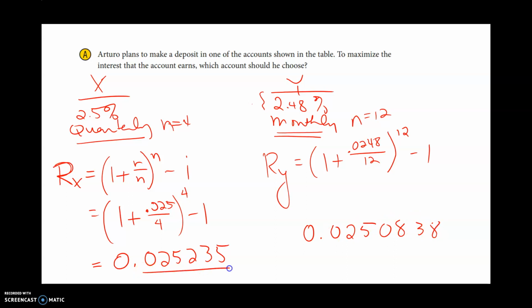So notice, this account X is better. It gives us 0.0252, where this one is 0.0250. Here's the difference, isn't it? So account X gives us a better effective interest rate. This is the kind of thing you need to do when you're comparing investments. All right, let's try another example.